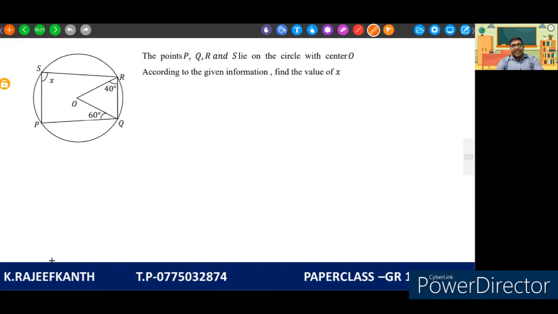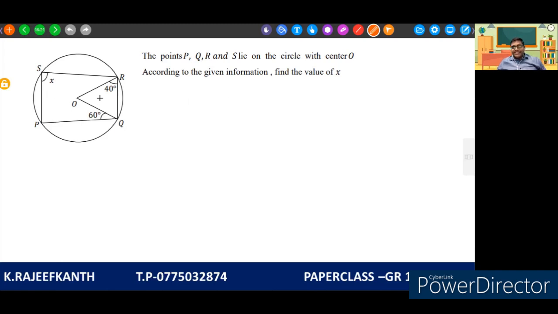Yeah, O is the center. Then you know that OR and OQ are radii, right? So you can find the magnitude of angle OQR. Then you can find the magnitude of angle PQR. Then if you know the magnitude of angle PQR, you can find the magnitude of angle PSR, because opposite angles are supplementary, right?